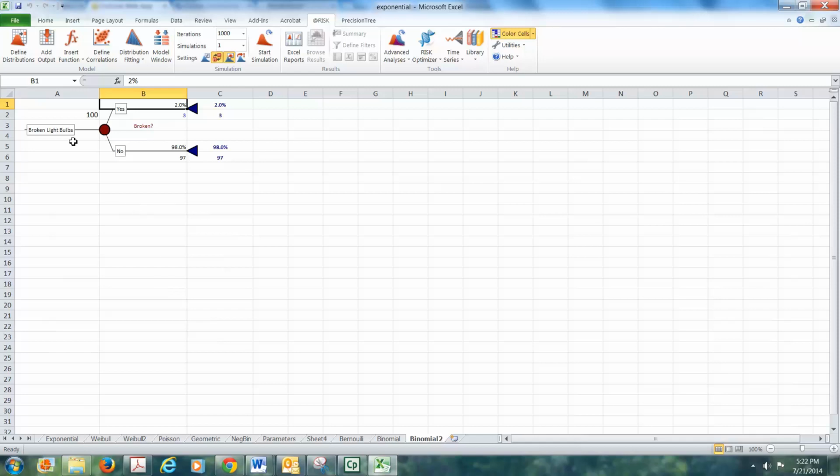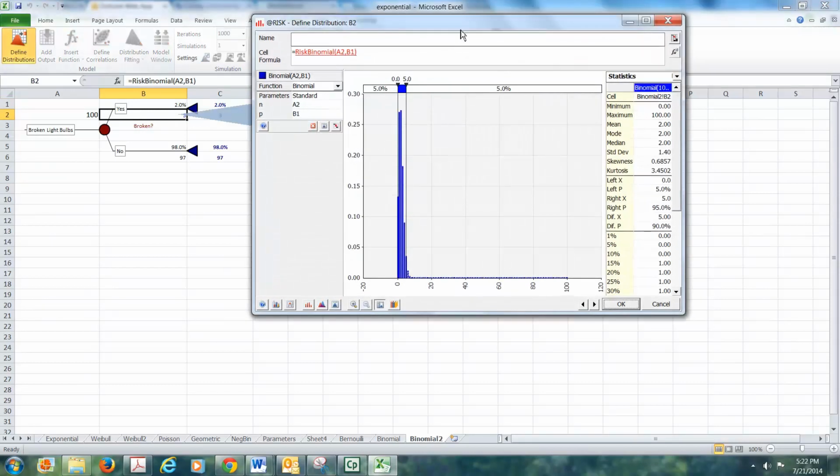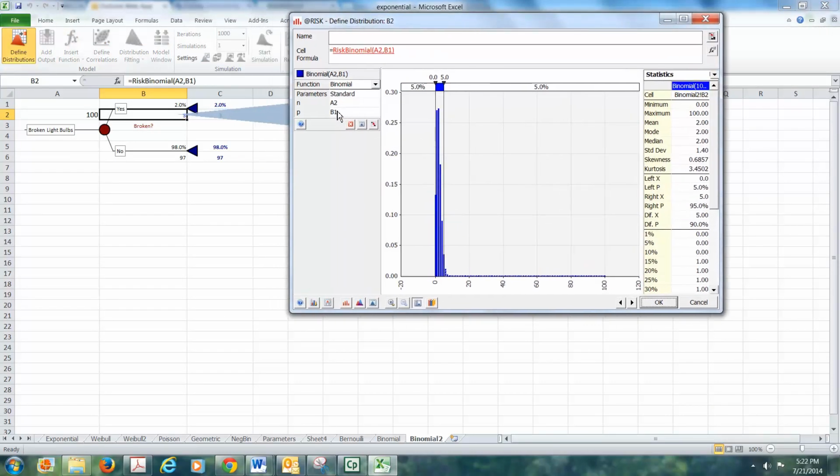Let me show you how that works. Here's the 100 light bulbs. Here's the 2%. In this cell right here, we have a binomial distribution. The N is found in A2. That's the 100 light bulbs. The probability is found in B1. And this is a picture of all the potential outcomes, from all 100 are broken to 0 are broken.